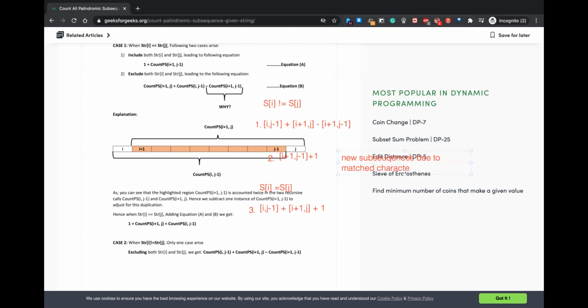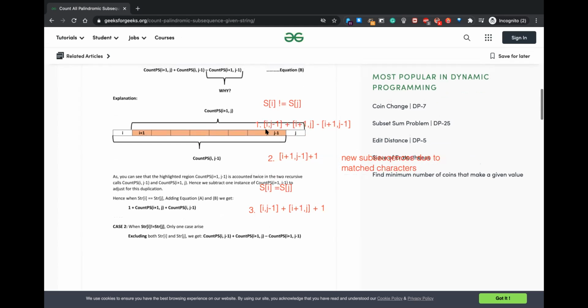Yeah, this equation A is important. Equation B is what we are doing when they're not equal also. What is B? Sign not equal to. Can you say between 1, 2, and 3 now, these three cases only?